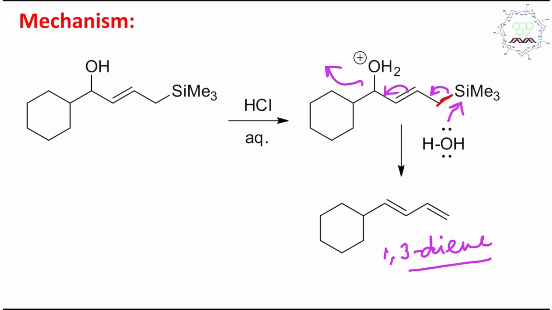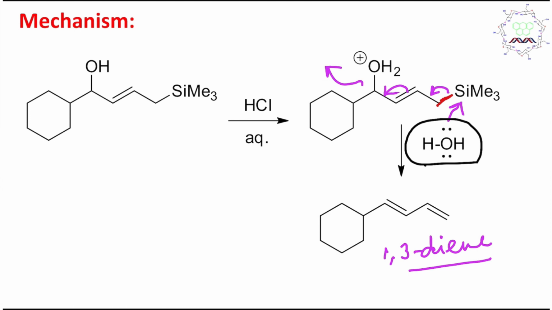I've already discussed that. Now there are a few questions that appeared. What do I mean? Why does water attack this silicon? Because silicon is octet filled. Remember students, silicon has an energetically accessible vacant d orbital, so that's why it can take the incoming nucleophile. So the nucleophile can attack the silicon center.